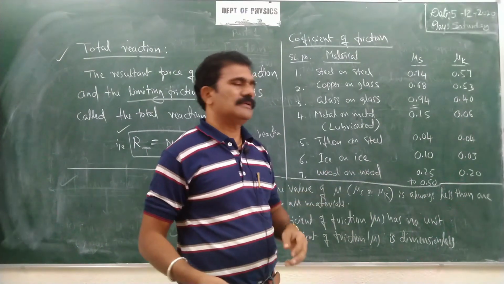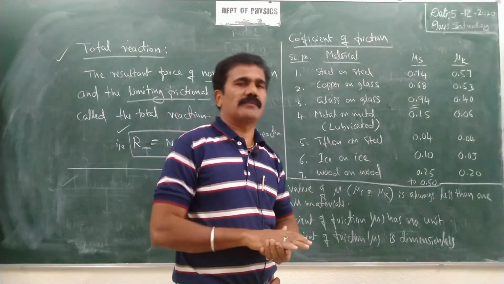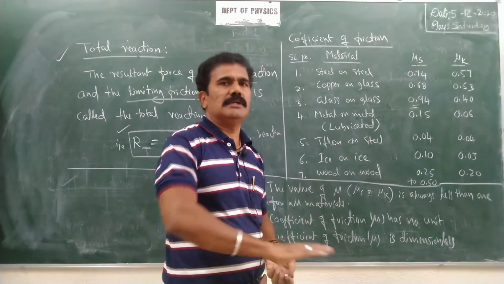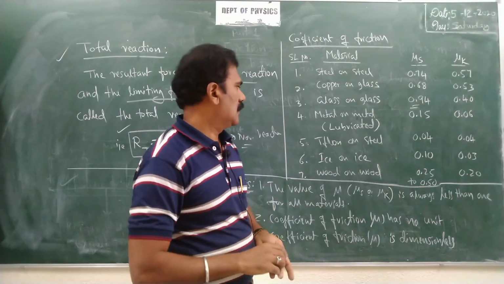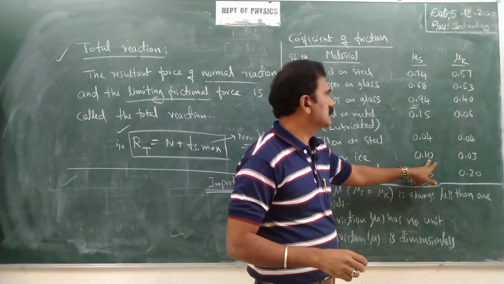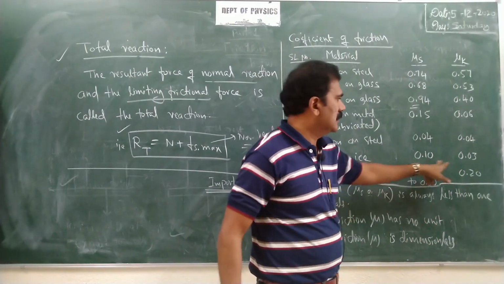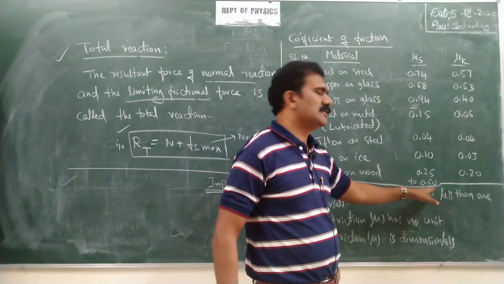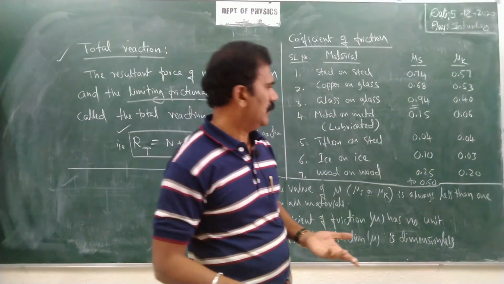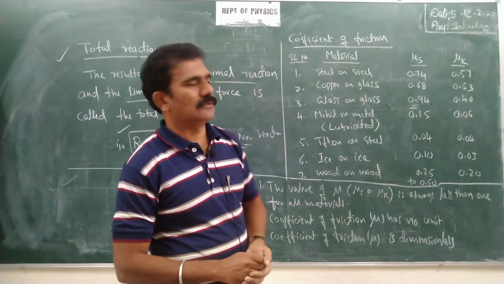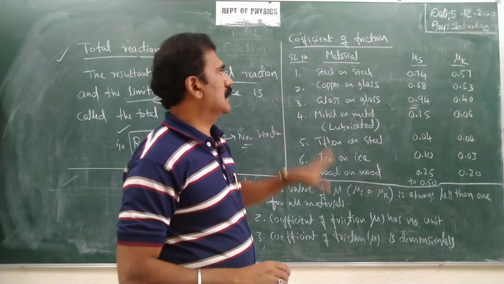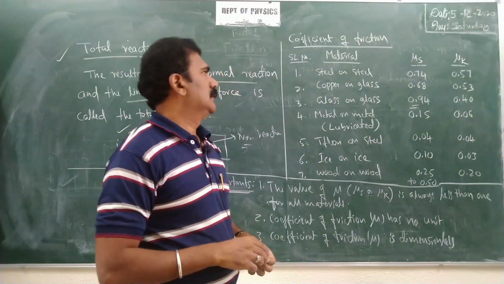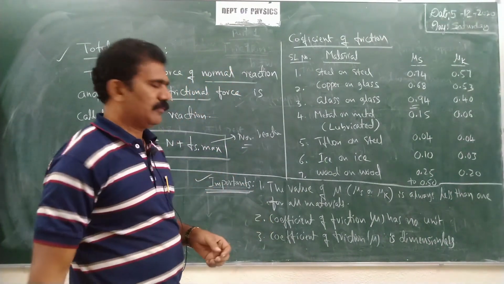Then ice on ice. Ice, of course, you can say is a very smooth surface compared to glass, and an ice block over another ice block easily skids. The skidding effect is more, and hence the μs value is 0.10. The sliding effect is also very easy, so μk is equal to 0.03. Wood on wood, 0.25 to 0.50, it may vary depending upon the type of wood, of course. The μk is nearly 0.20, like that. So we can try to understand what is the difference between static friction and kinetic friction. Clear?